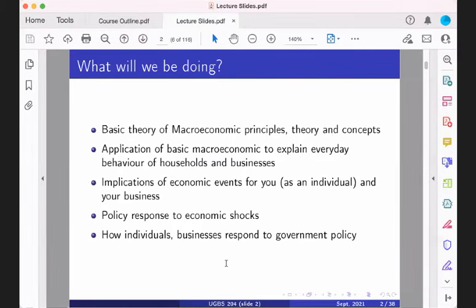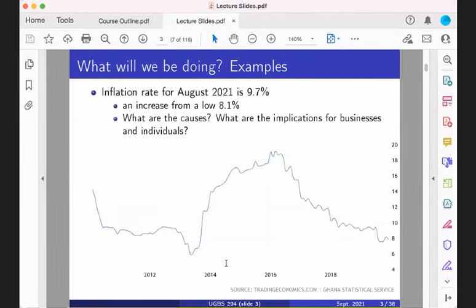How individuals and businesses respond to government's policy. Those are the things we would like to be exploring, and most of the time we'll be spending here. We hear things like inflation. Inflation is simply a macroeconomic concept, because we are looking at the prices of goods and services for the entire economy.